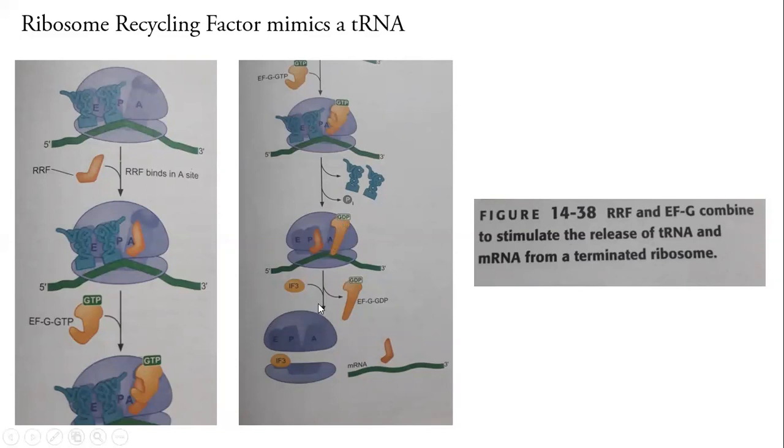Now IF3 comes. This is initiation factor 3, which I mentioned in the initiation portion of translation, the factor which is very much essential for the dissociation of the subunits of the ribosome. When it comes, it replaces the EFG GDP complex and binds at the E site of the ribosomal subunits, and thus the 50S and 30S subunits of the ribosome are dissociated from each other with the release of mRNA and ribosome recycling factor. Basically, this is the complete process of termination of translation.